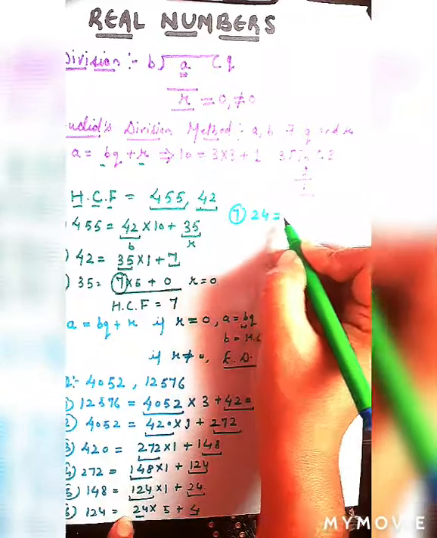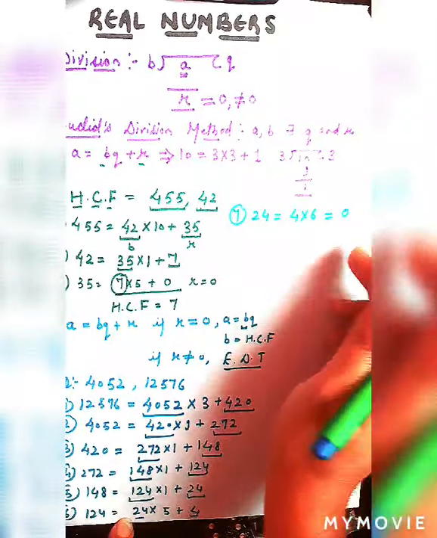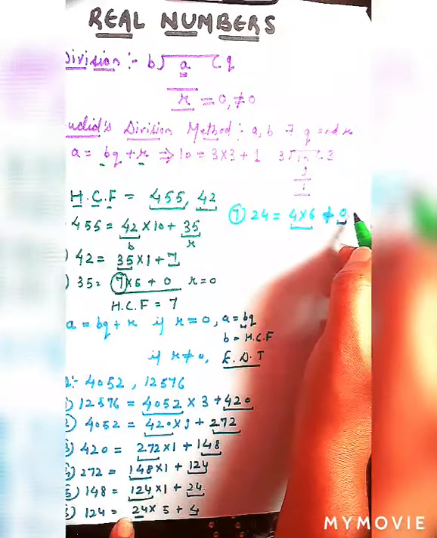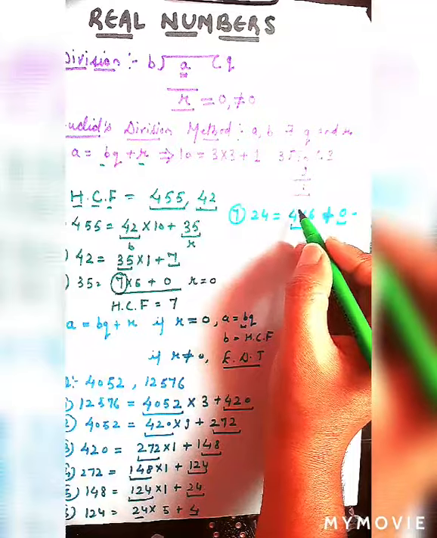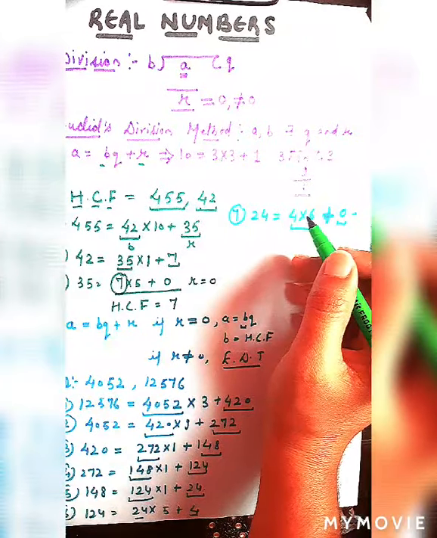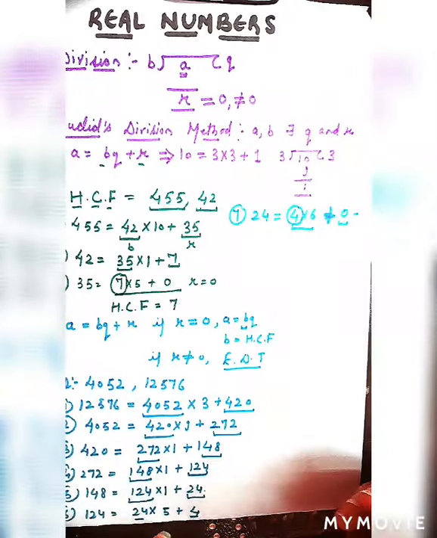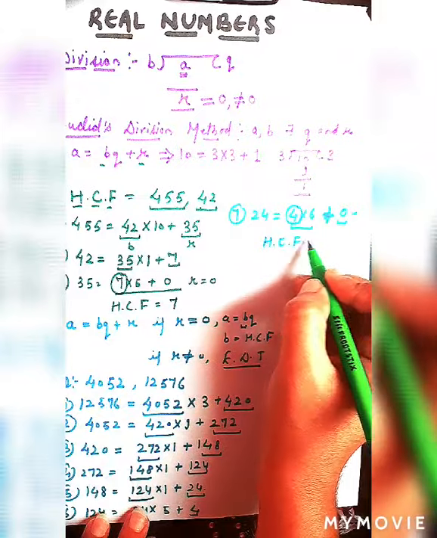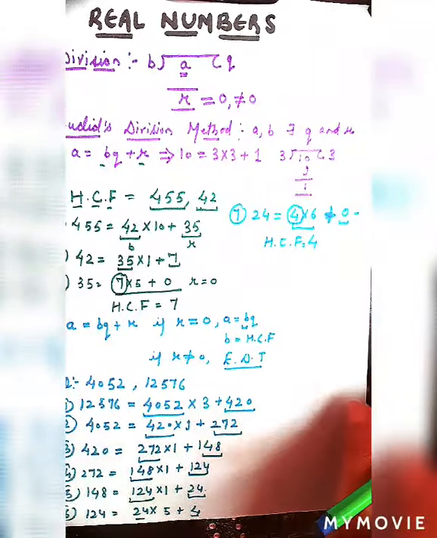24 on this side, 24 is equal to 4 multiplied by 6, and here in this case remainder is equal to 0. And the step in which the remainder is equal to 0, the divisor in that step, which is here 4, is our answer. That divisor is the highest common factor of these two numbers. Fine. So this is all about this.